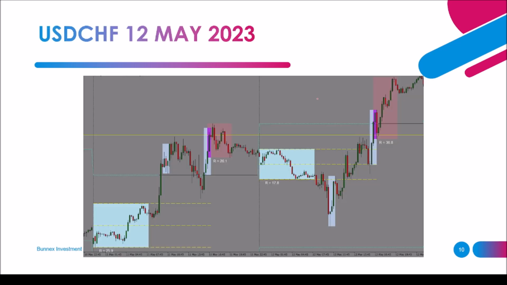Example 1 is coming from USDCHF from the 12th of May 2023. You can go back in history to see it clearly on your charts how it occurred. In this particular case, we had this day that started at this particular point, ended at this particular point. We had an upward trend on this particular day. Therefore, on the following day, we wanted an induction in opposite to this upward trend.